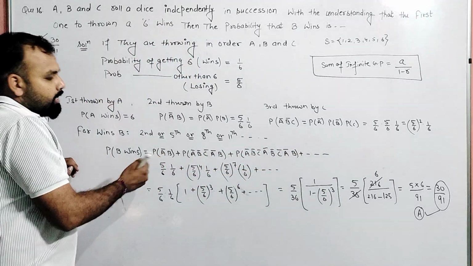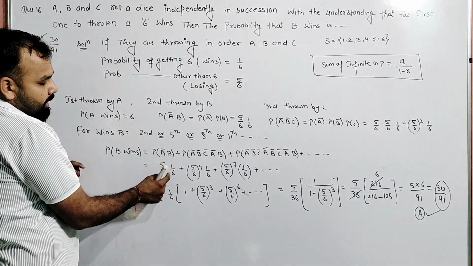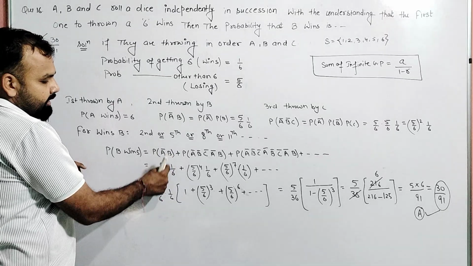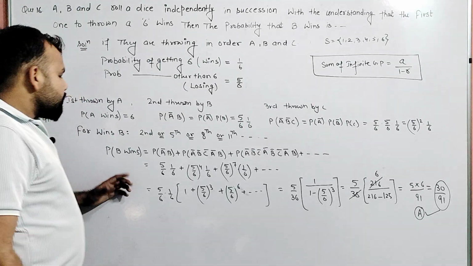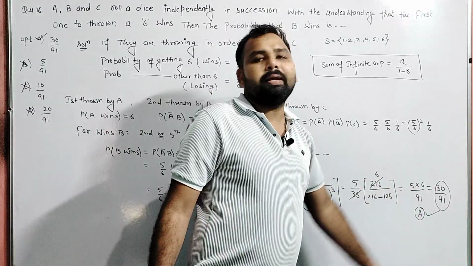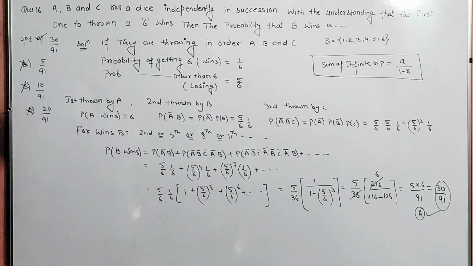So we can say that this is the probability of A losing the game and B winning the game, 5 by 6 into 1 by 6. This is the losing the game, and this is the probability for winning the game. Okay, student. So the overall probability of winning by team B is 30 by 91. So our first answer is correct and the remaining are false.